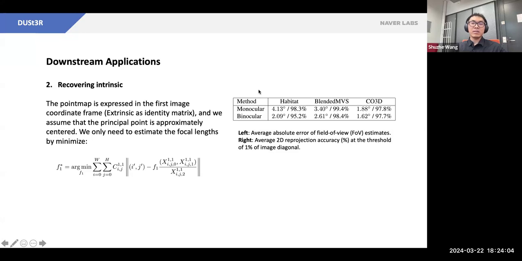So we evaluate our predicted focal length on 1,000 random images from Blended MVS and Co3D, with the average absolute error of the FoV, and also the 2D reprojection accuracy. We didn't compare with other methods here because this is the experiment required during the rebuttal. So we just provide our method on both monocular and binocular estimation.